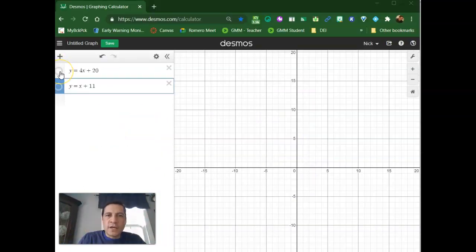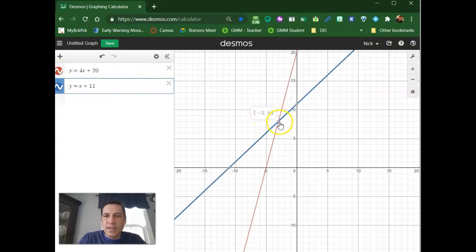You can see on the calculator here, here's the line for y equals 4x plus 20. Here is y equals x plus 11. And this is the point where they meet, negative 3, 8.